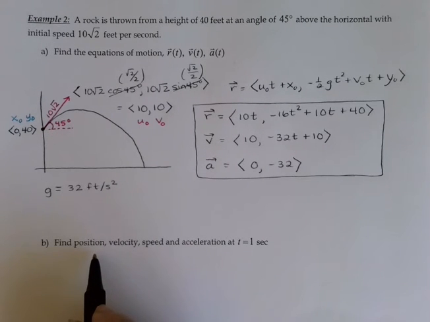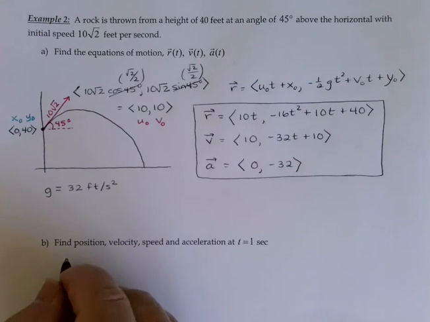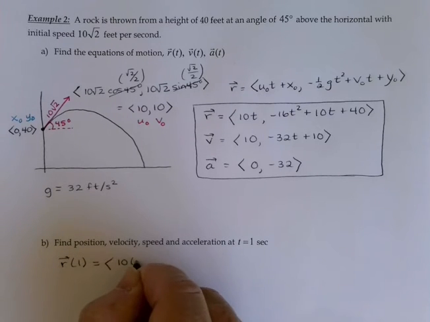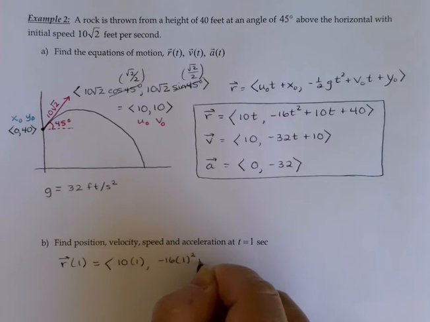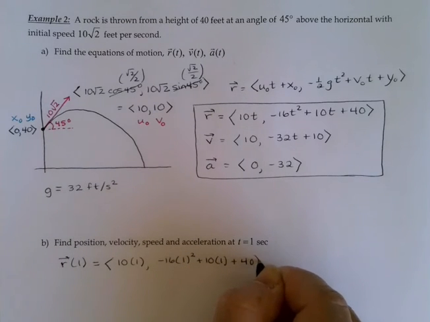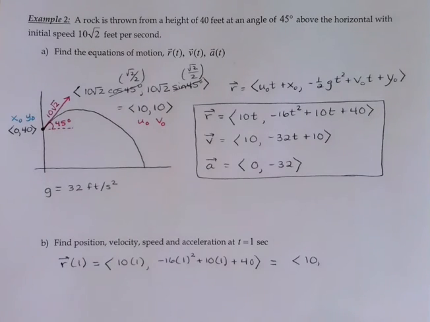Part B just wants the position, velocity, speed, and acceleration at a specific time, t equal 1 second. So I'm going to start plugging in t equal 1. R of 1 is going to be 10 times 1, and then negative 16 times 1 squared, plus 10 times 1 plus 40, which is 10. Let's see, 50 minus 16 would be 34.